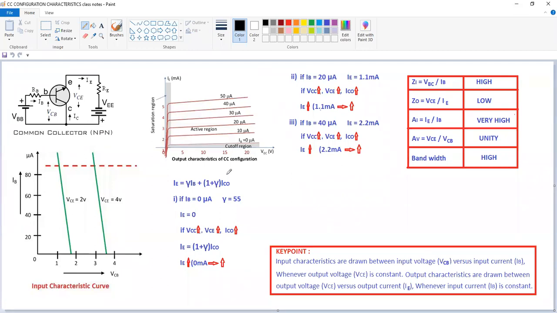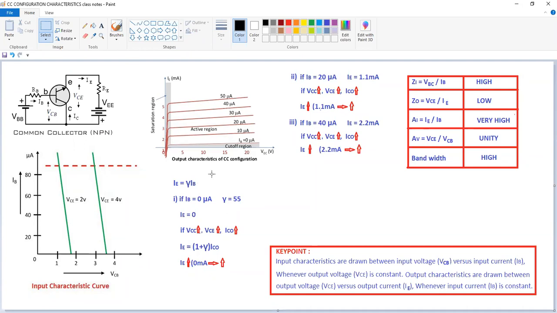Similar to your common emitter configuration, the expression is similar. See here, IE is equal to 55 into 0. It will become IE is equal to 0 without this reverse saturation current. I am not considering this reverse saturation current initially. It will become only IE is equal to gamma into IB, so IE is equal to 0.